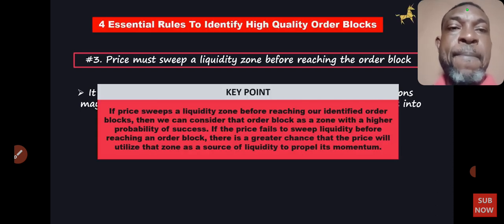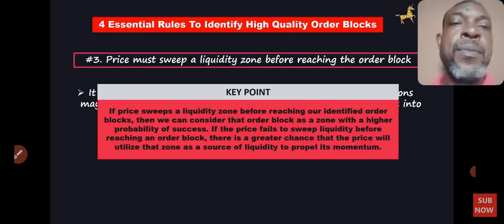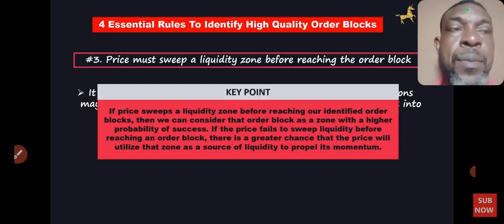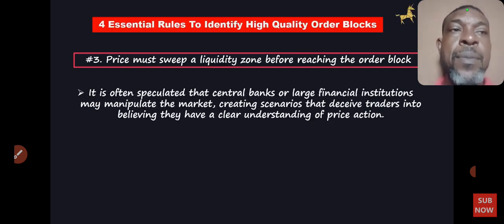Exactly. The underlying theory is that the market relies on liquidity to sustain its movement. If the price fails to sweep liquidity before reaching an order block, there's a greater chance that the price will utilize that zone as a source of liquidity to propel its momentum. It's essential to consider this aspect when identifying potential entry points in the market, as it can significantly impact our trading decisions and outcomes.